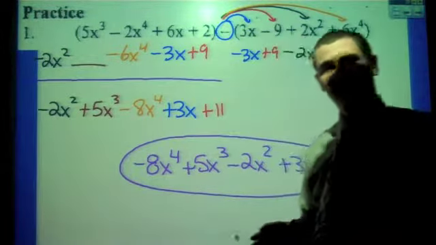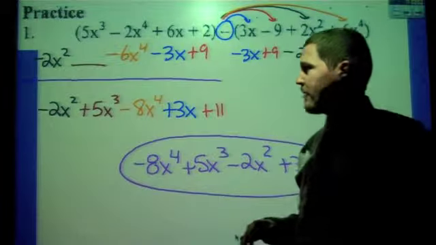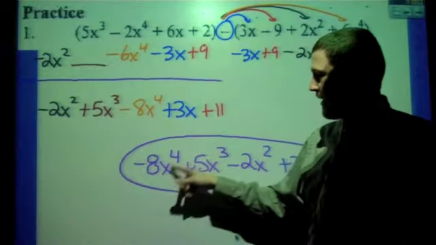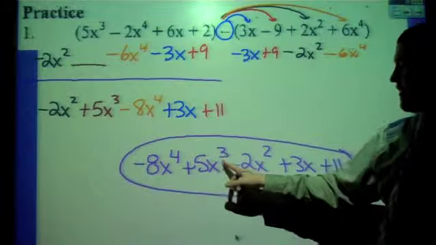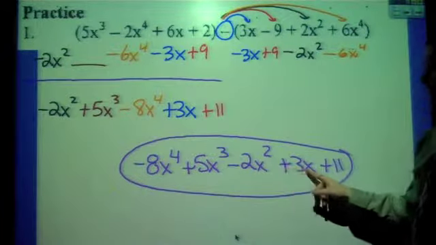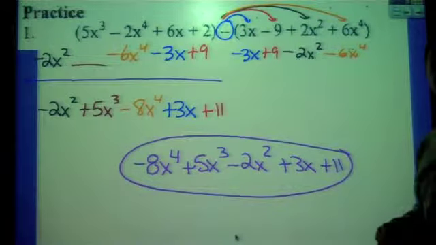Once you add your numbers together, then the last step is to write it in standard form with the highest exponent first. So negative 8x to the fourth plus 5x to the third minus 2x to the second plus 3x plus 11 is going to be your final answer.